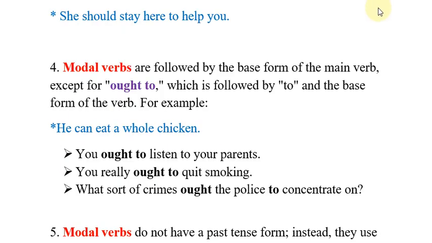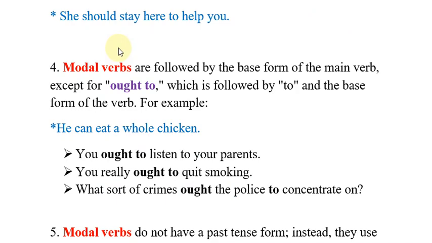Good. Now, considering rule number 3, for number 4, modal verbs are followed by the base form of the main verb, as we just saw, except for ought to. This to is always with ought. They are stuck together. They're together. Ought to is followed by the base form of the verb.